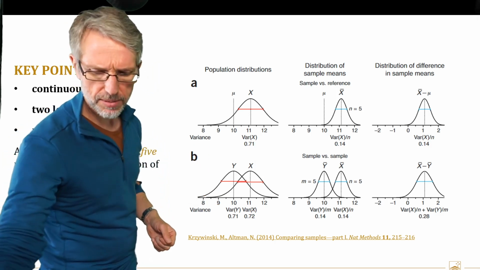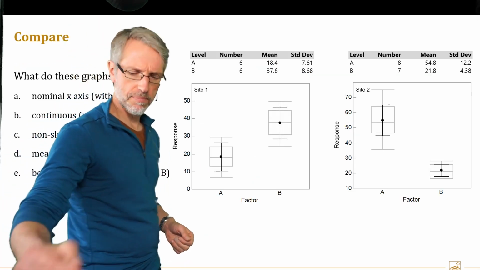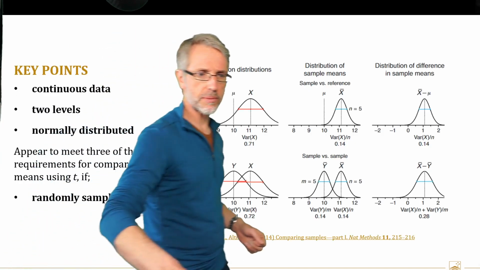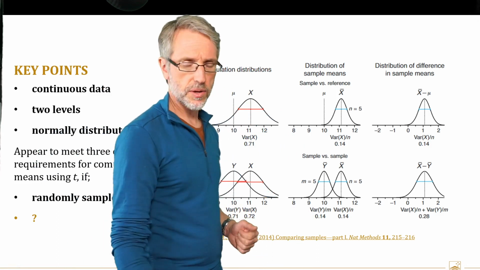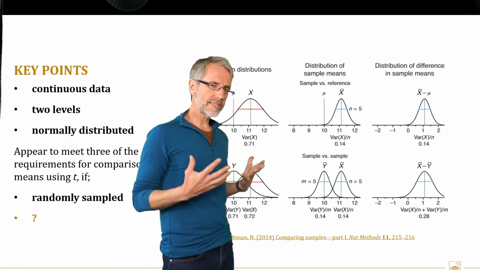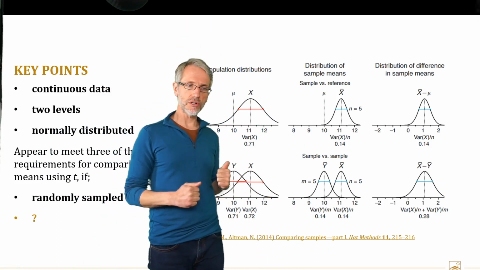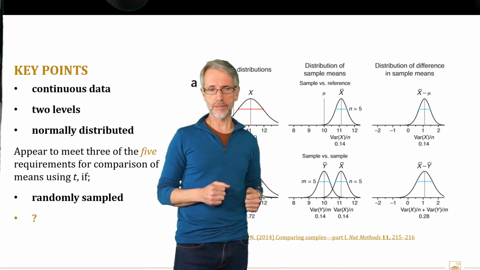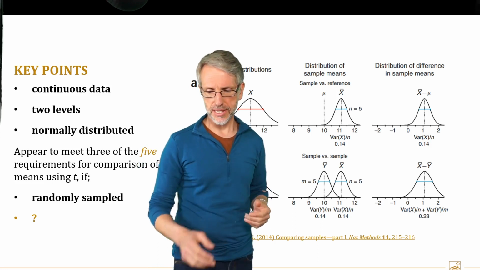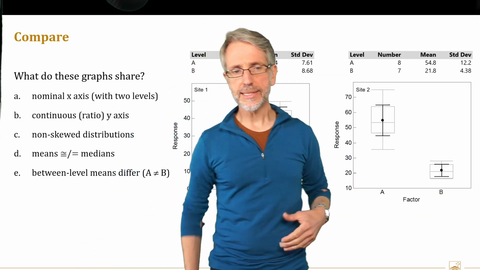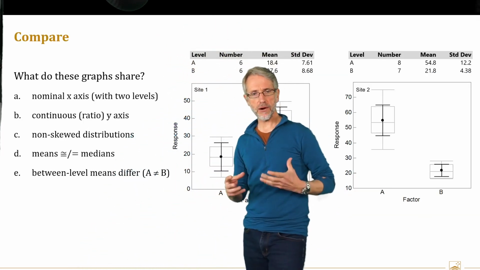So with that in mind then, let's come back. I think I may have missed something on the back. No, we're good to go. With that in mind, where is our fifth condition when it comes to testing using a t? Well, it's embedded in the variance itself.